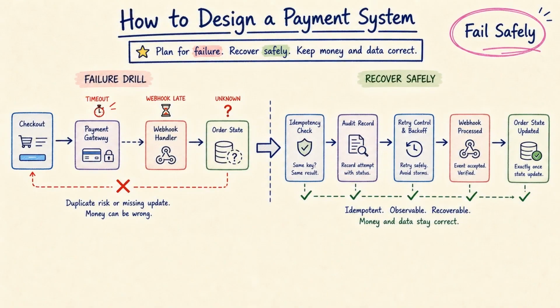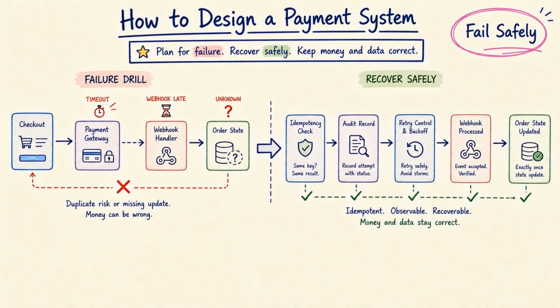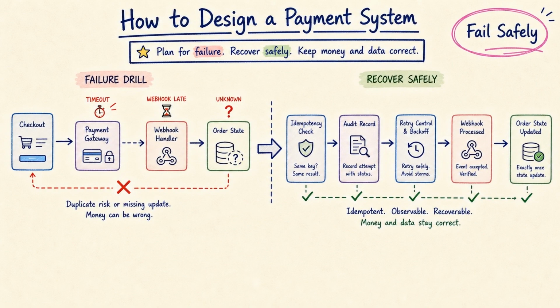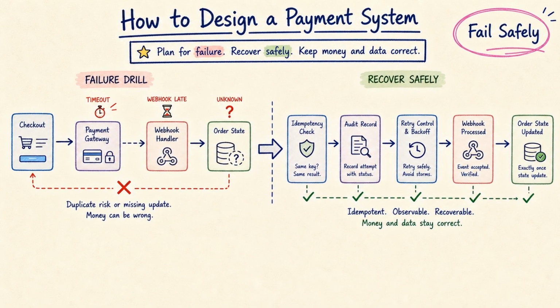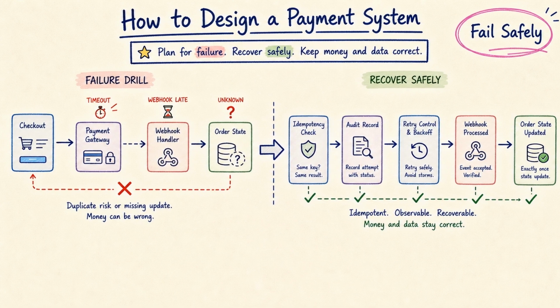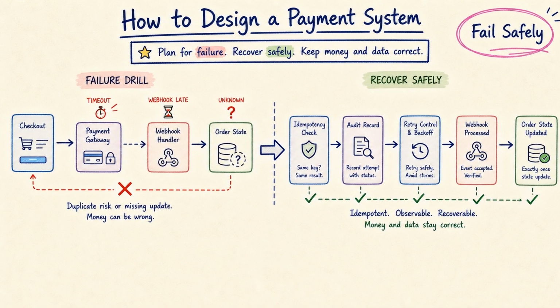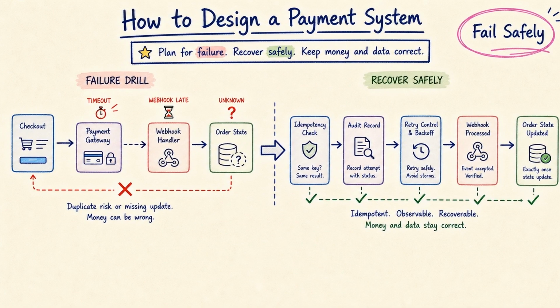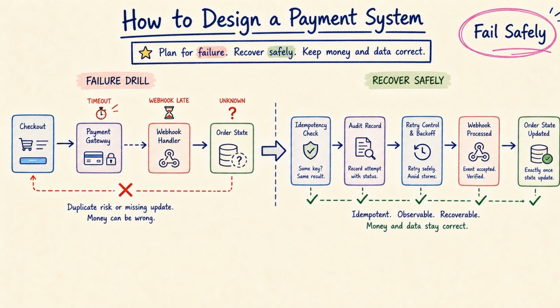Now I challenge the design with a failure question. Ask what happens if the user retries, the gateway times out, the webhook arrives late, or the order service is unavailable after the charge succeeds. If the diagram cannot answer that honestly, it is not ready.